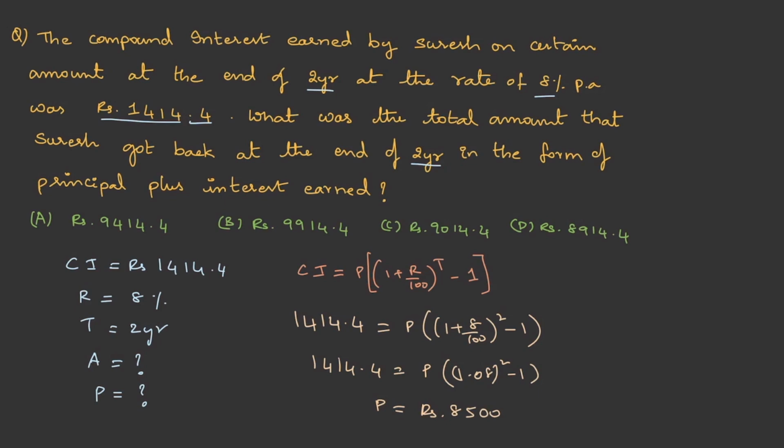But this is not the answer. We are asked to calculate the amount, and we know that amount is principal plus compound interest, that is 8,500 plus 1414.4, that is 9914.4. Don't forget to memorize the squares of decimals like 1.04 whole square, 1.08 whole square, and so on. This will definitely speed up your calculations.